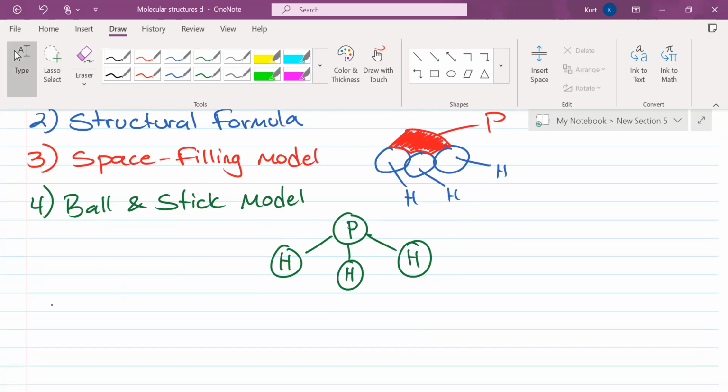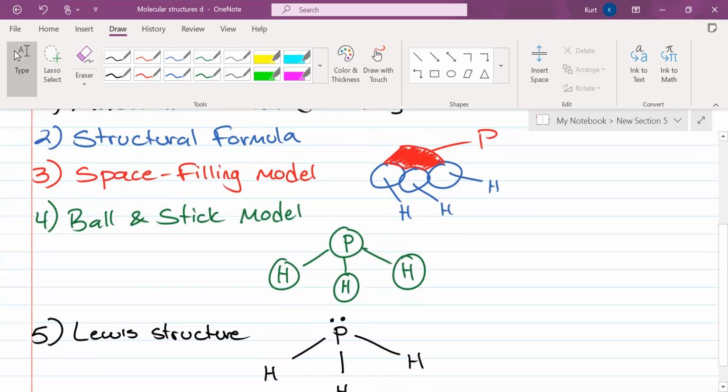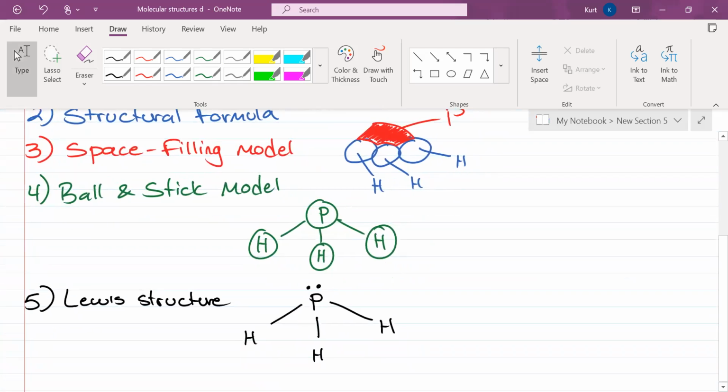And for the Lewis structure, it would look like this. Now, the structural formula is basically the Lewis structure without the valence electrons on the top. We're really not going to do that one too much. So there are just multiple ways to draw the same molecule.